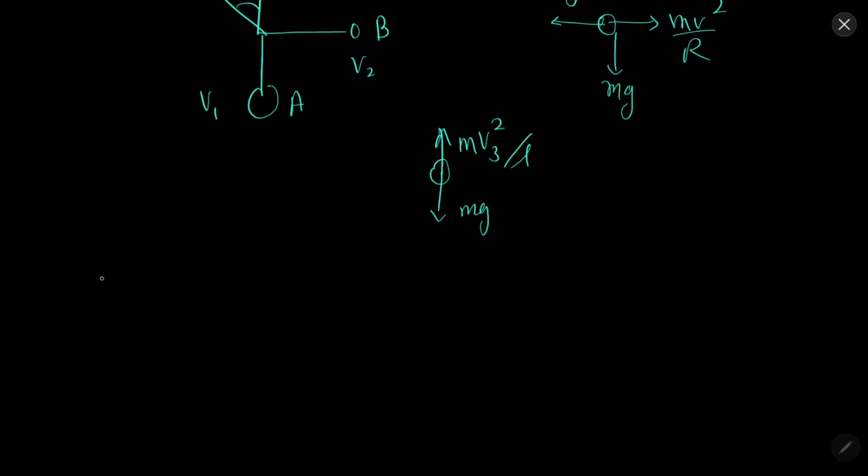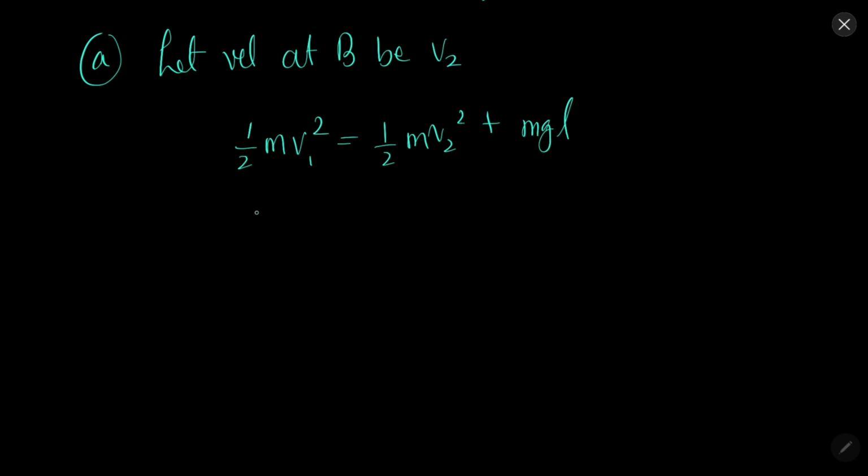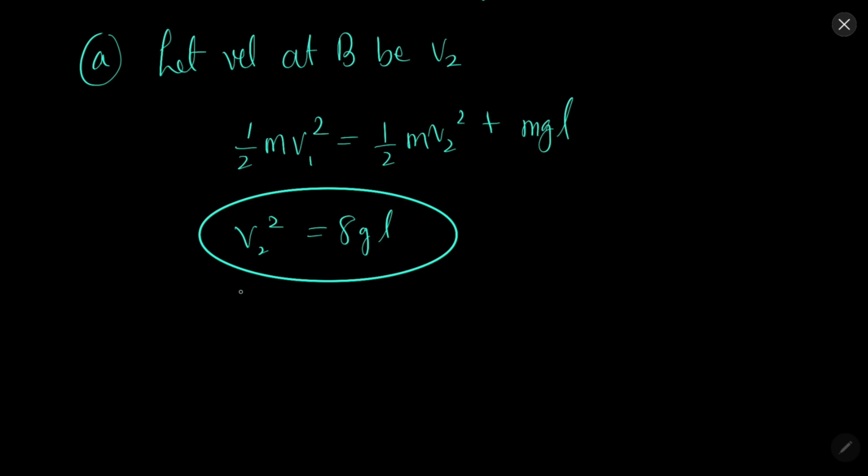A part, let velocity at B be v2. So half mv1 square equal to half mv2 square plus mgl. So from this v2 square equal to 8gl. So tension will be mv square over R, which will be m8gl over R. L is the length, so it will be 8 mg.